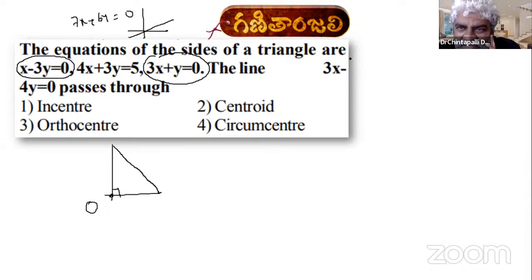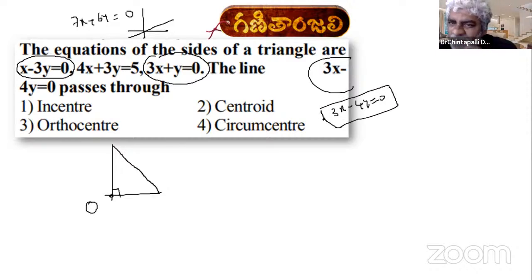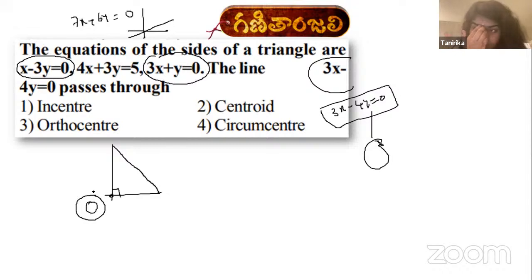See, the next line is 3x minus 4y is equal to 0. This is another line given in this equation. What is the observation for this line? It is perpendicular to the second line. Of course, and it also passes through the origin. What is the origin here? The center is the origin.